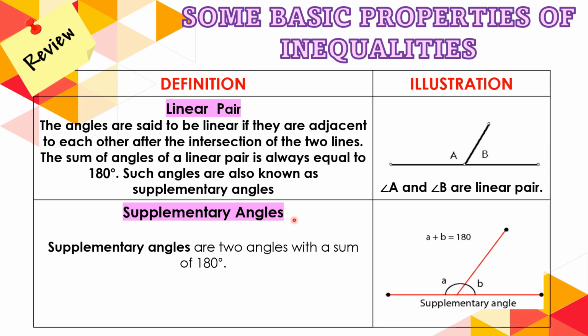Second one is supplementary angles. Supplementary angles are two angles with the sum of 180 degrees. In our example, angle A and angle B measures 180 degrees.